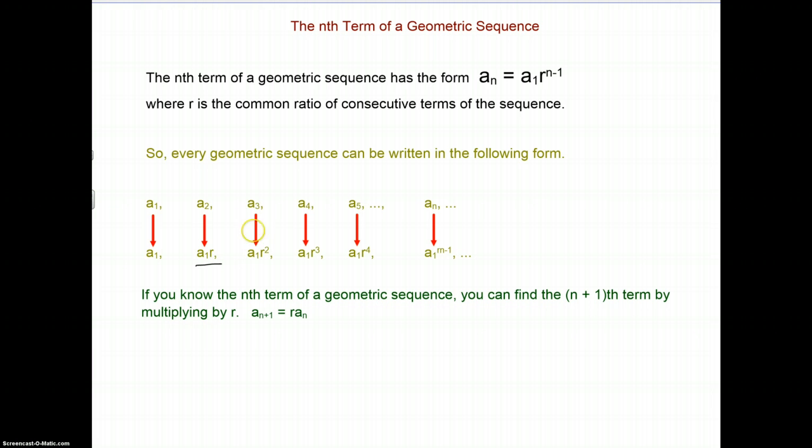And so on. a3 is going to be a2 times r, but a2 is this, so I have to multiply a1 r times r, which gives us a1 r squared. So you can see that for the third term, the exponent of that r is 1 less than the term number, and that is where this n minus 1 comes from.